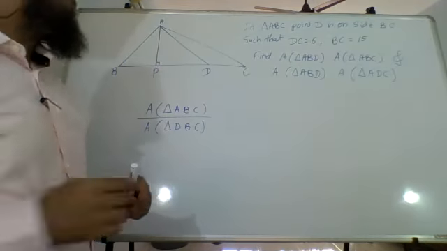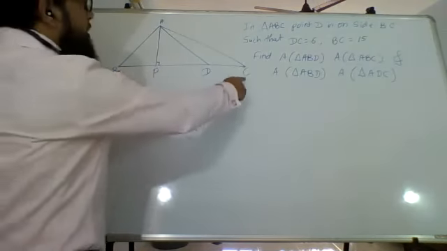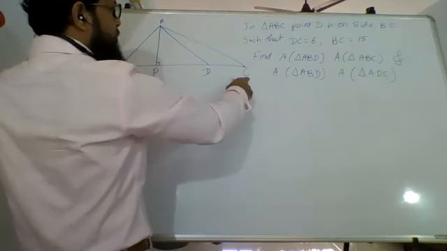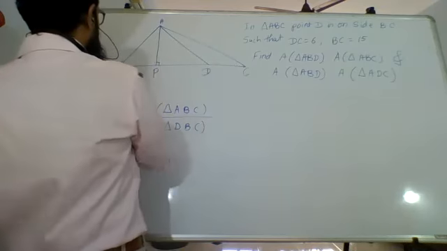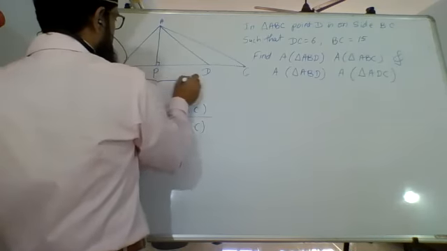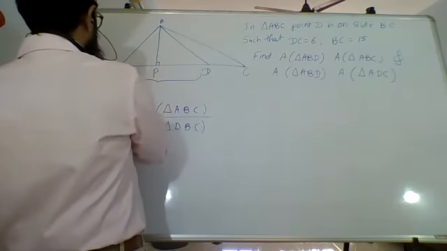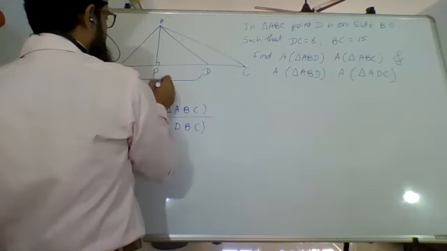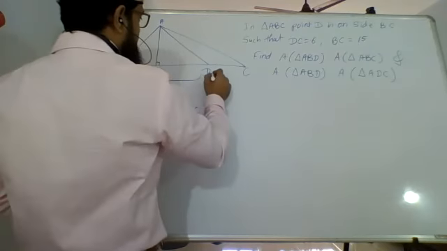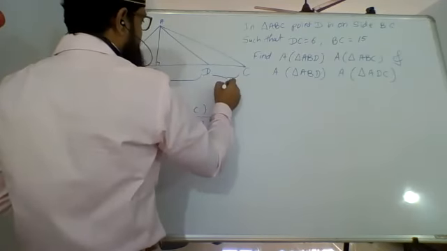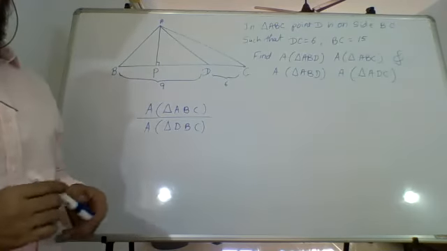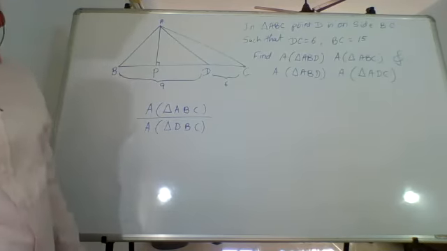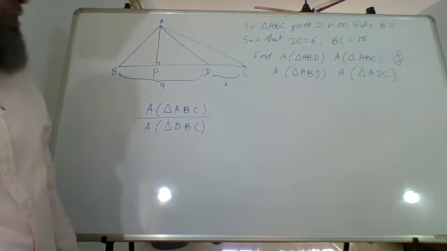Now, they've given us BC is 15. This full thing is 15. And DC is 6. That means this portion is nothing but 9, and this portion is 6. That is what they've given us. Only then will it make the full 15. Is that clear? So this is given to us.